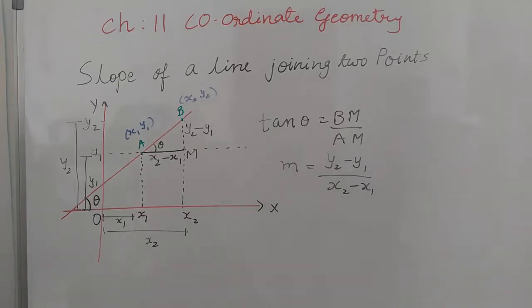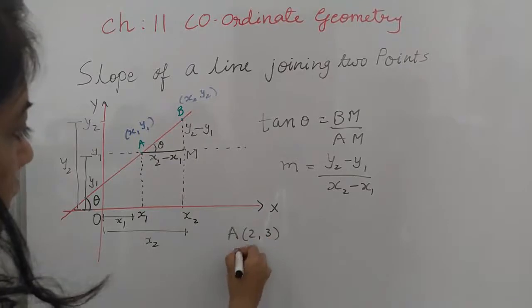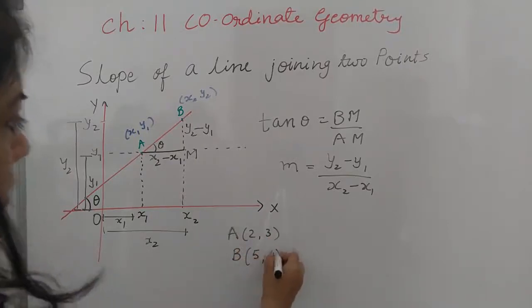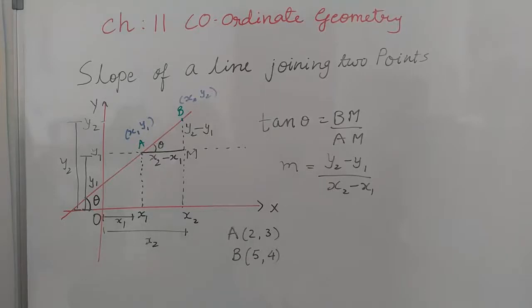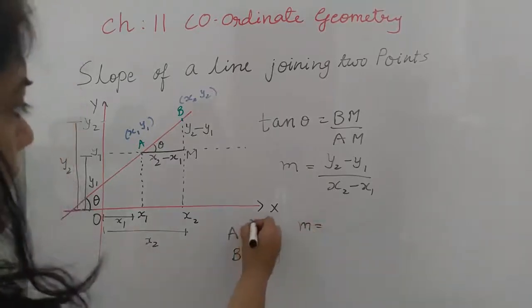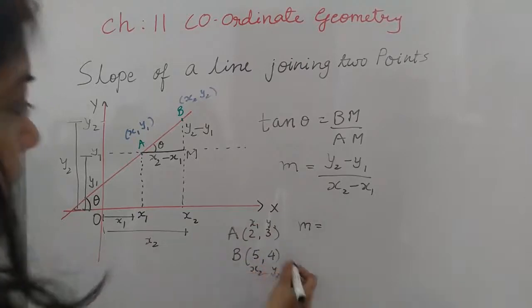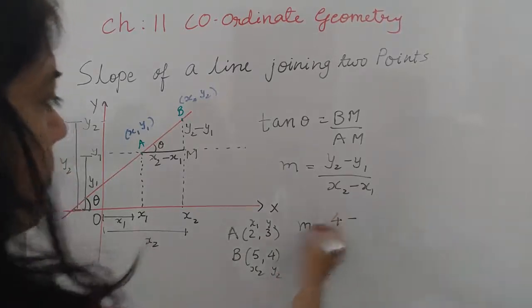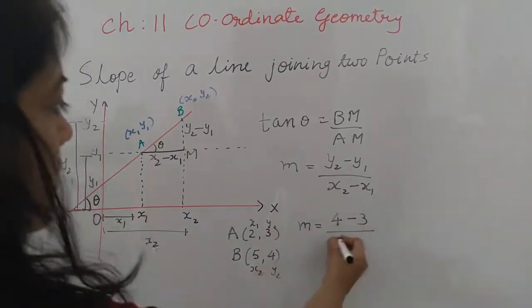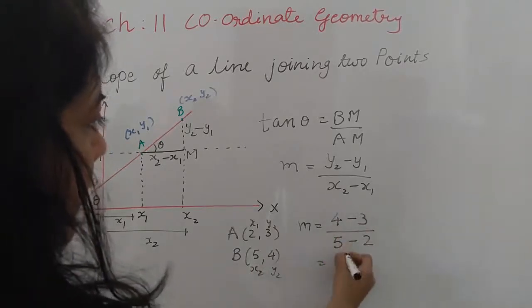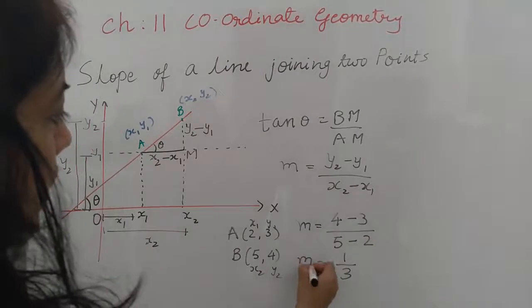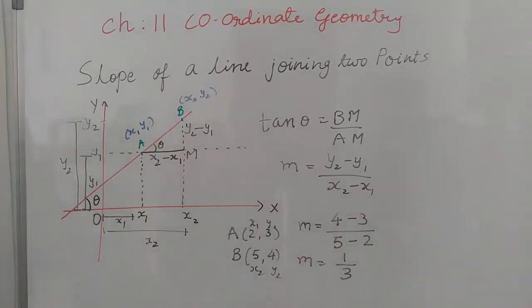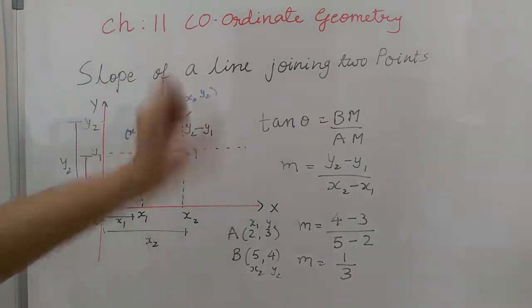Now let us take one example. Let A be the point whose coordinates are (2, 3) and B whose coordinates are (5, 4). Any you can choose, I am giving any random example. Now m: this is x1, y1 and this is x2, y2, as every time we are taking our coordinates. So this is your y2: 4 minus 3, and x2 is 5 minus 2. It means 4 minus 3 is 1, so 1 by 3. This is your slope here. So this way students, you can find any line's slope whenever you are given 2 points' coordinates.